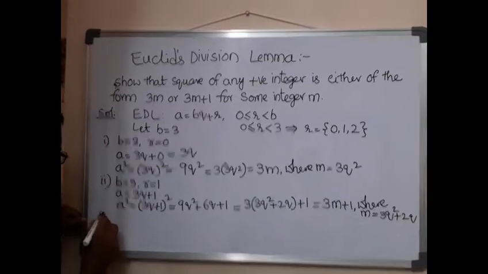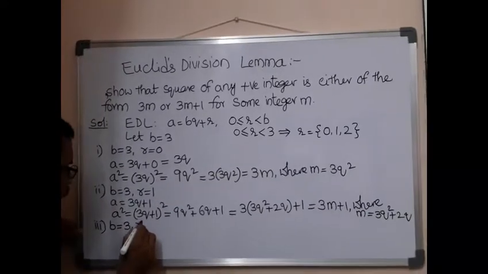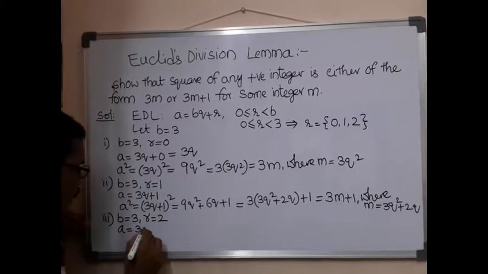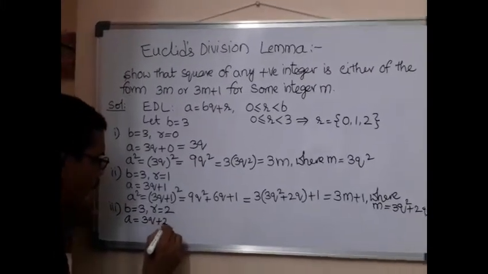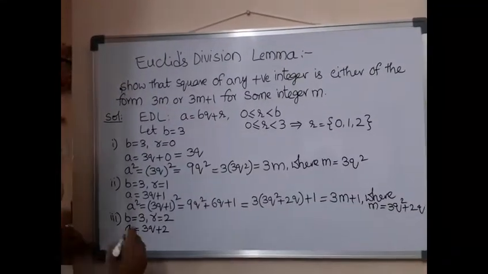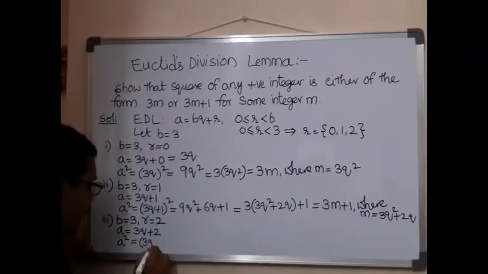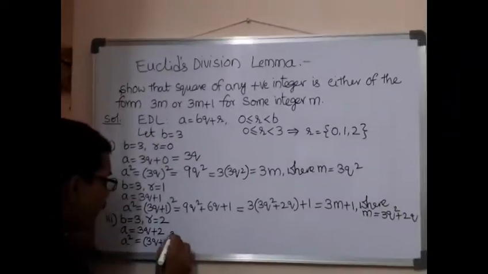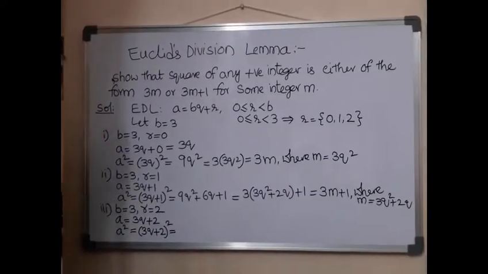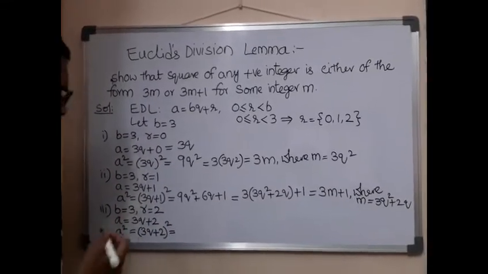Now one more step we have. B is equal to 3, R is equal to 2. Substituting in A is equal to BQ plus R form, A is equal to 3Q plus 2. Now squaring on both sides, A square is equal to 3Q plus 2 whole square. It is also in A plus B whole square form. A plus B whole square is equal to A square plus 2AB plus B square.